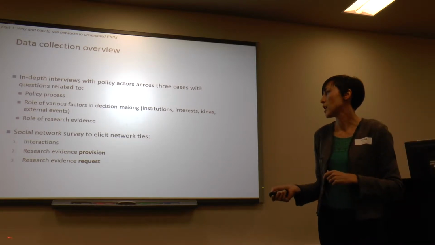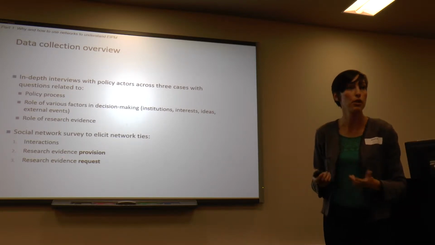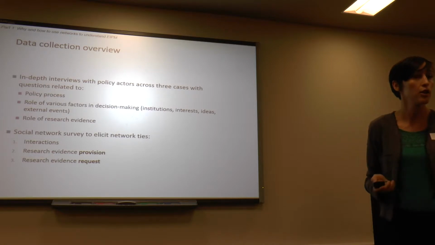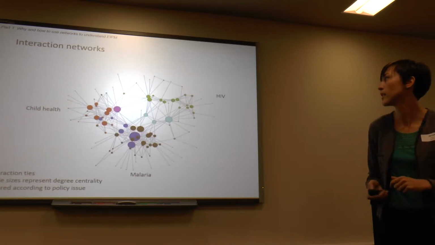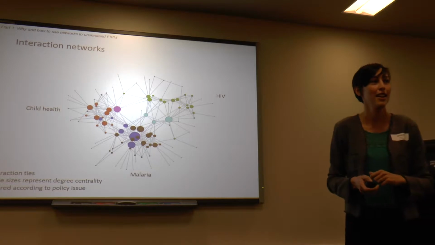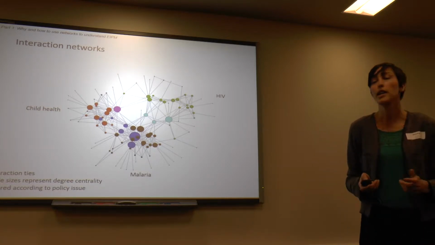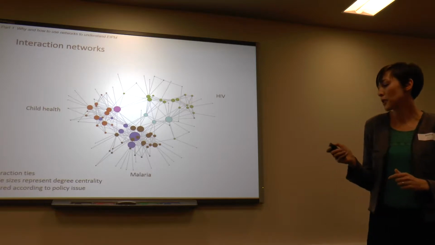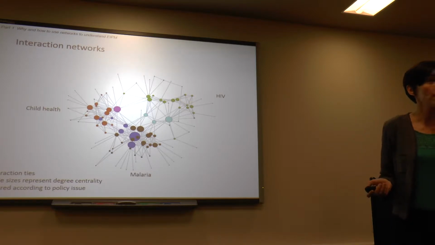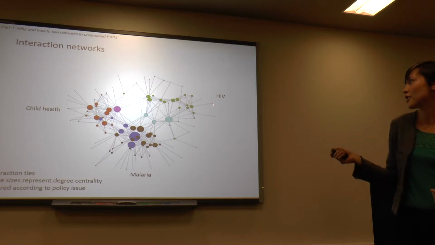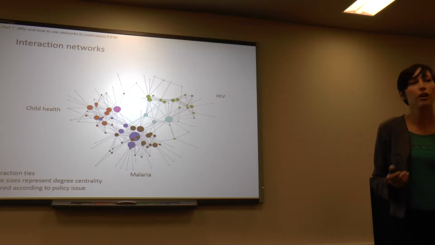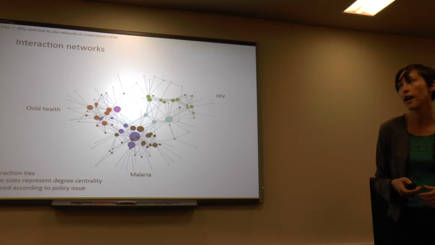So ultimately, I end up with 3 different types of networks for each of the 3 policy cases, so a total of 9 networks. Let's see what those look like. This is the network of interaction ties, or what we would call the interaction network. You'll notice first off that it's actually one network. You see the 3 issue domains there, but they're all connected because each of these policies were made at the National Ministry of Health level, and there's a great deal of overlap between actors.